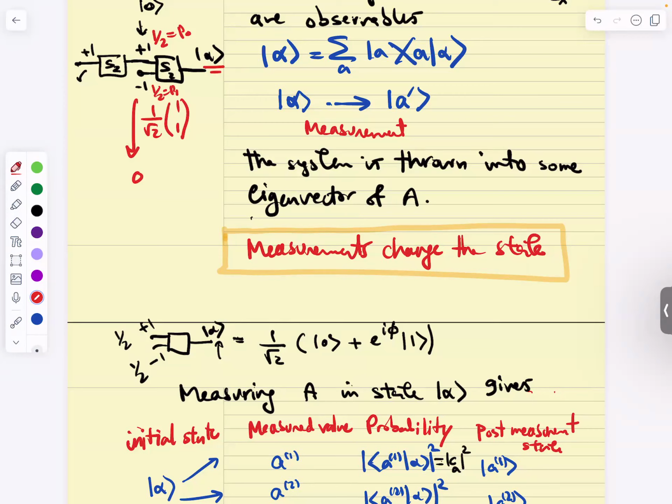Now, next, you have to decide what is the state that you feed in the next SZ. You no longer have this state. So what you feed in is either +1, in which case the expectation value is going to be +1, or you feed it -1, in which case the expectation value is going to be -1.